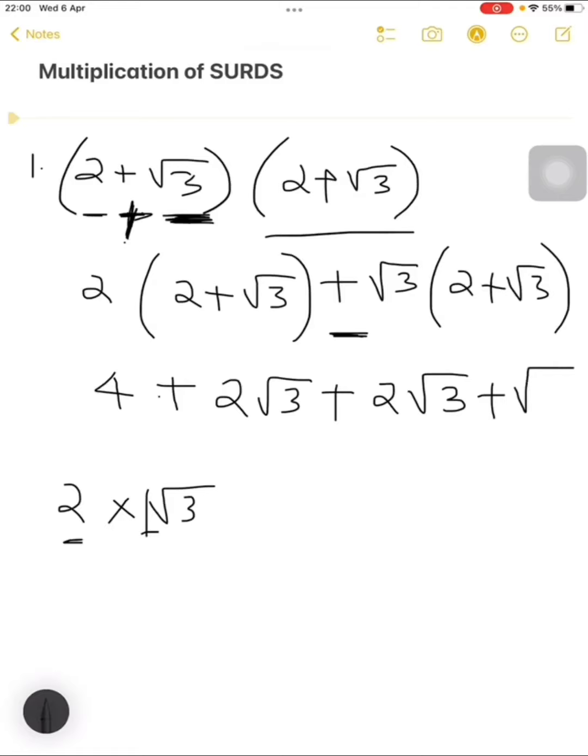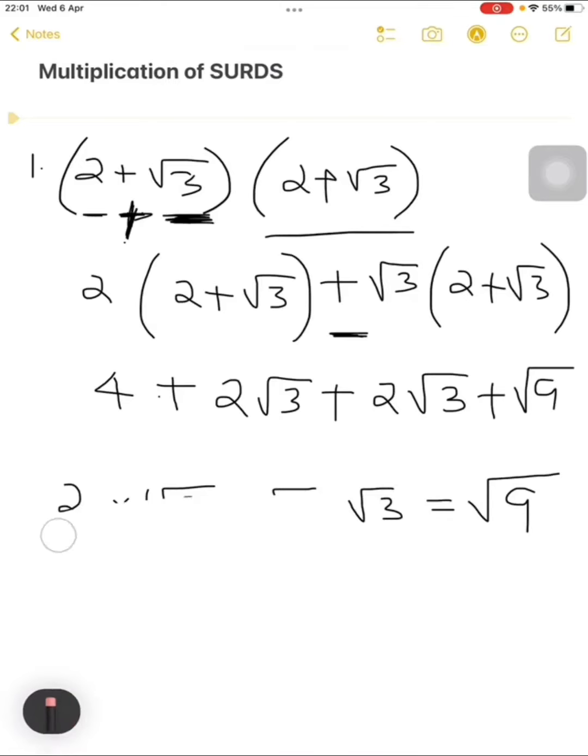Now these ones are under the same root. We have root 3 multiplied by root 3, so you can bring them under the same root. Then you get root 9, right? And then what is the square root of 9? It's 3.